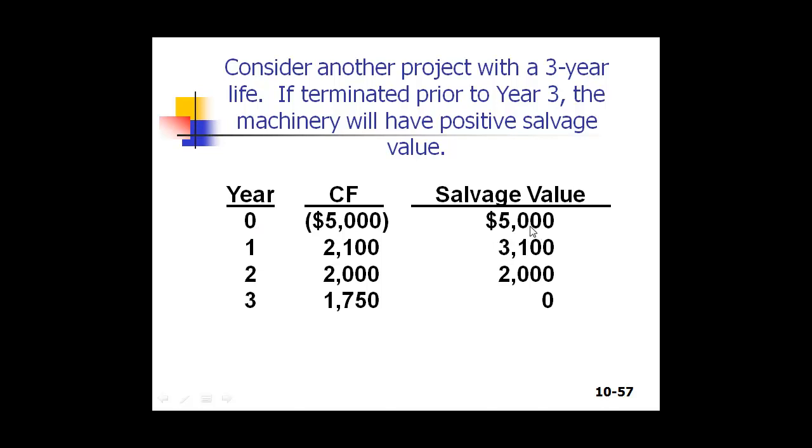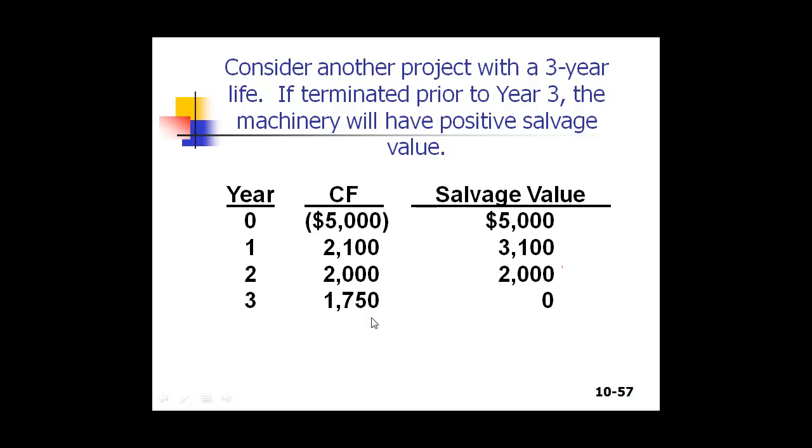If you use the machine for 1 year, then the cash flow that you generate in year 1 is 2,100. The salvage value at the end of year 1 is 3,100. If you use the machine for 2 years, then what's your cash flow? In the first year, you got that 2,100 by selling your photocopies. In year 2, you generated 2,000. What do you think this 2,000 means? Yeah, if you sell it at the end of 2 years, you make 2,000.